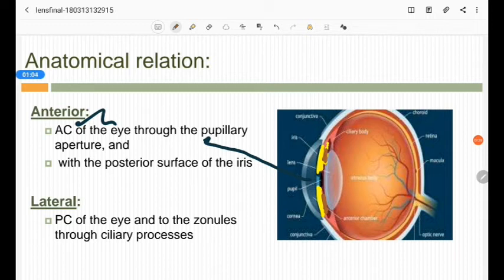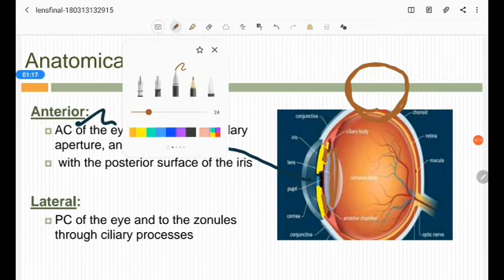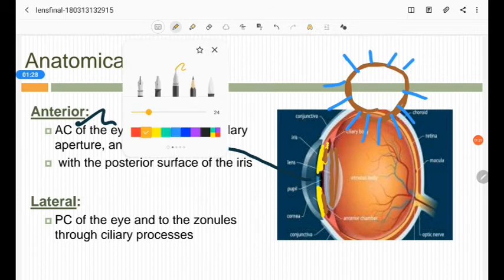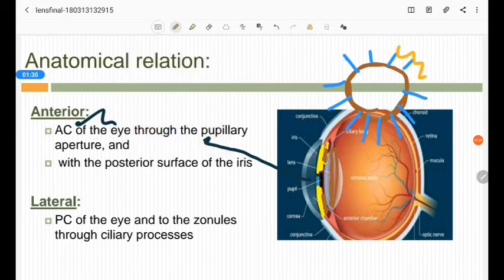Now the lateral end of the crystalline lens. Now this is the cross section. Now if you imagine it to be in an anterior view, we have to know that the lateral part of the crystalline lens is associated with the zonules, and these zonules attach the lens to the ciliary processes all around.